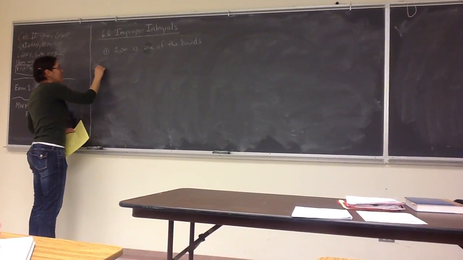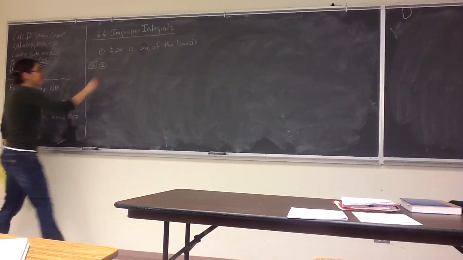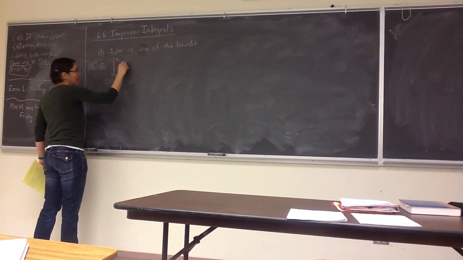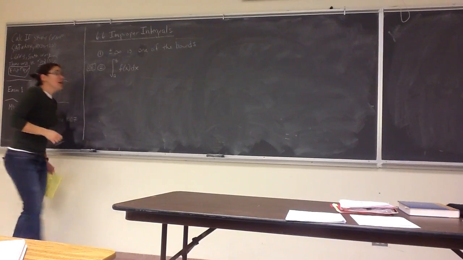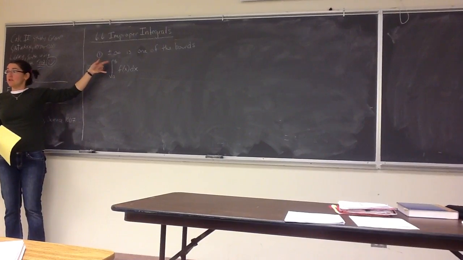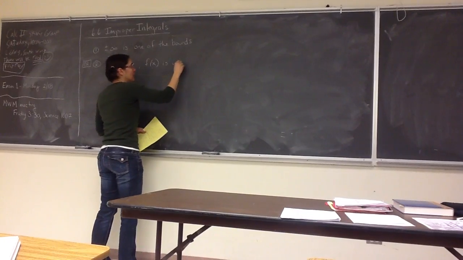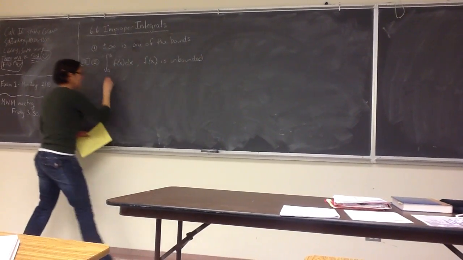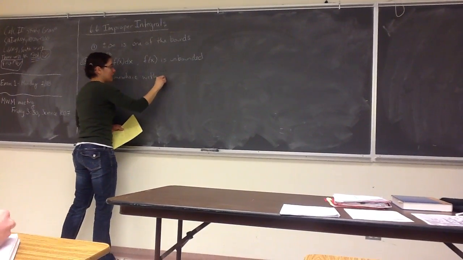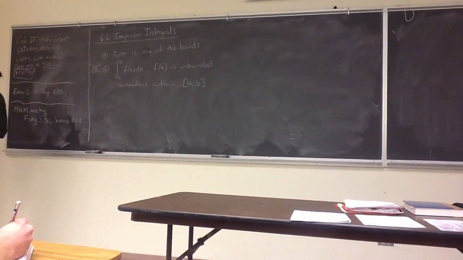or the other way that an integral can be improper is if the function in the integrand is unbounded. So if I have finite boundaries, numbers, integral from a to b of f of x dx, our function in the middle is unbounded somewhere within our boundary interval. F of x is unbounded somewhere within the interval from a to b. So these are the two different ways that we could have an improper integral.